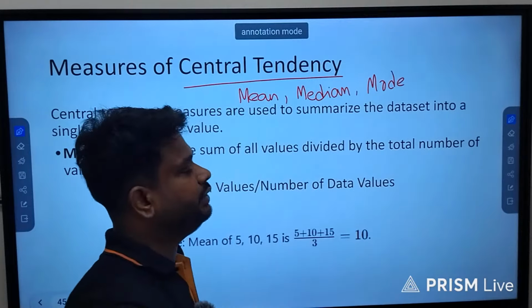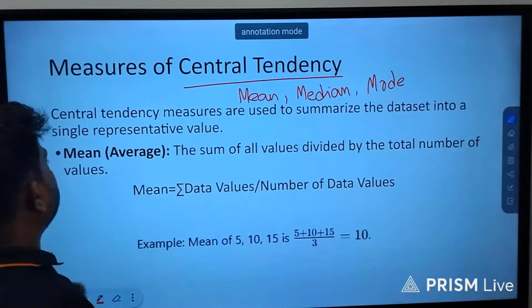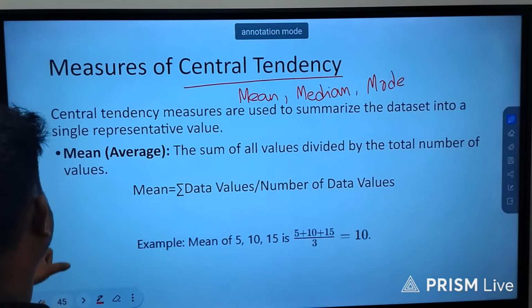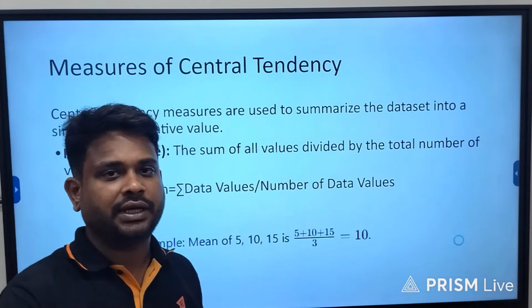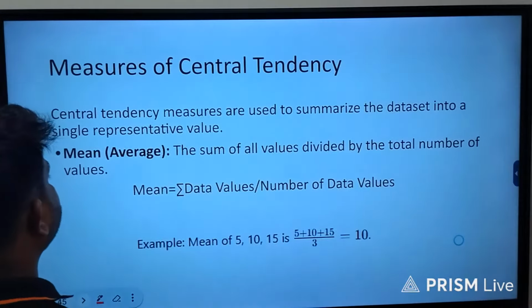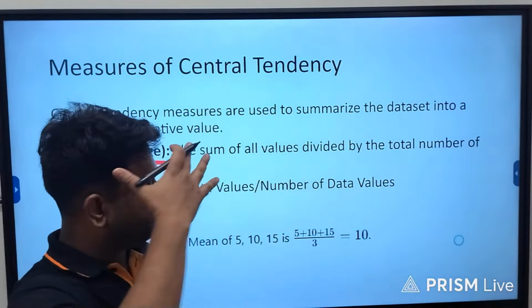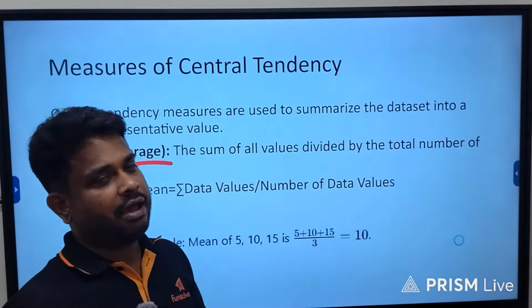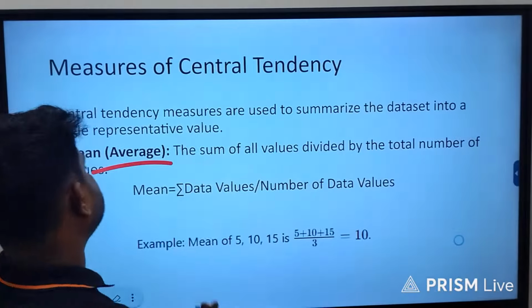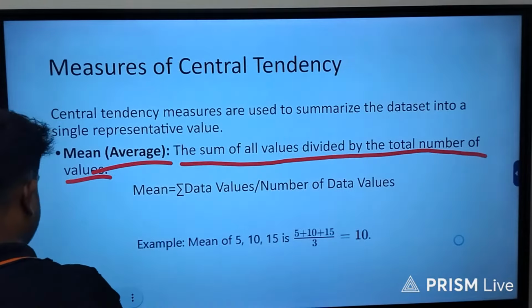All of them have different formulas or different ways to measure the central tendency. The first one is the mean. The mean is actually the average which we have learned in arithmetic. That is, mean is the average of the data. For the cases of data handling, we use mean to find the average of the given data. That means the sum of all values divided by the total number of values.